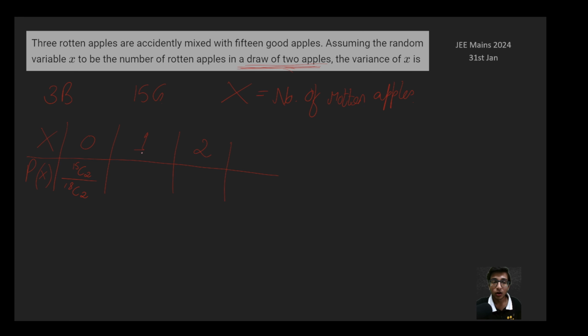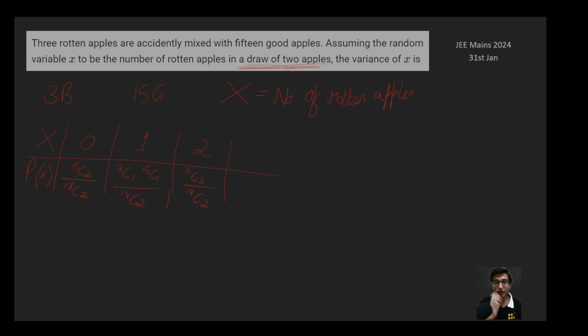Now what if I draw one bad apple? So that means I have to draw one bad apple from the 3 and one good apple from the 15, upon 18C2 again. And let's say if I'm drawing both the bad apples, so this would become 3C2 upon 18C2. So this is how my probability distribution is calculated.